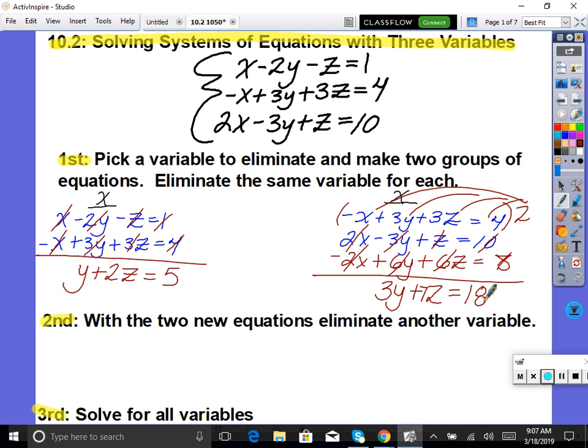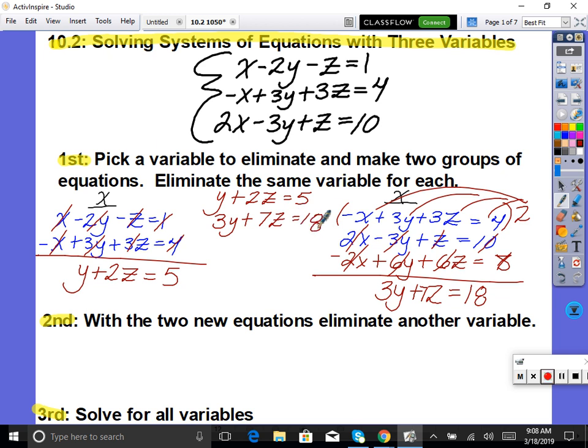Now you're just on step 2. Take those two new equations, and now you're just solving a system with two variables. So we're on our second step. So I'm just going to do my work up here, though. I'm going to rewrite it. We have y plus 2z equals 5, and we also have the equation 3y plus 7z equals 18.